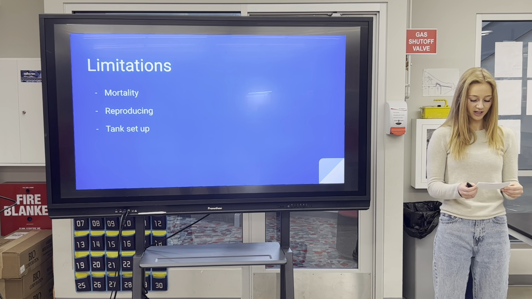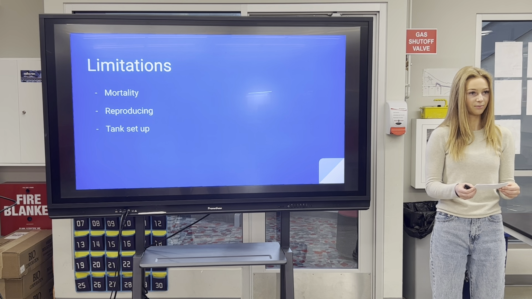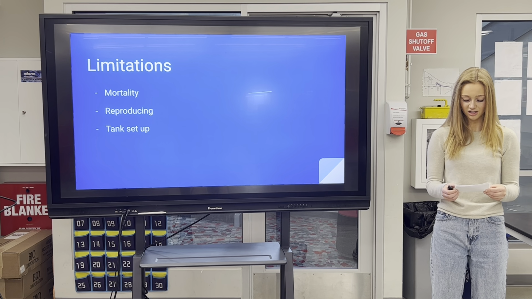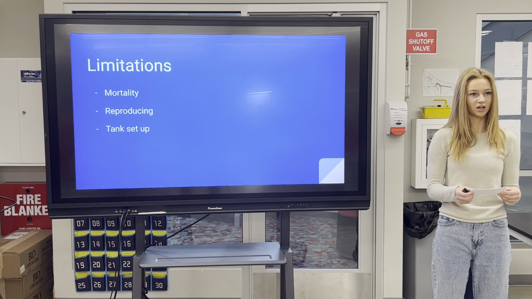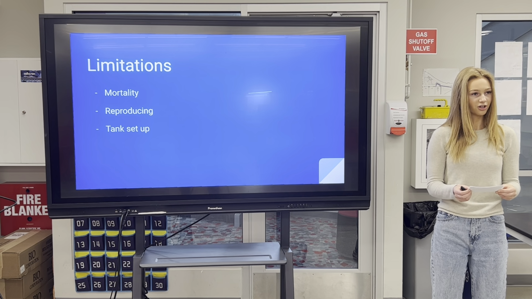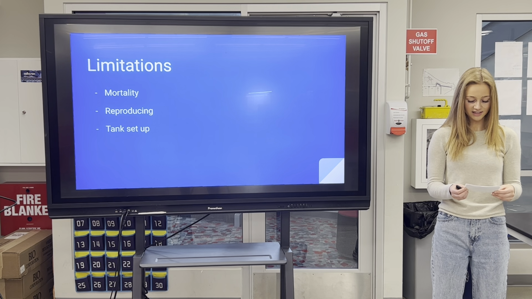The second limitation was that neither fish from Group 1 nor Group 2 reproduced. Because my original question was how glyphosate affects the reproductive success of neon tetras, my research question had to be altered to find the effects of glyphosate on adult neon tetras. And my third limitation was the tank size and setup.